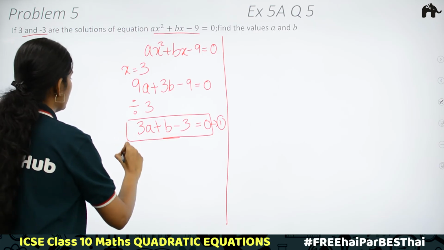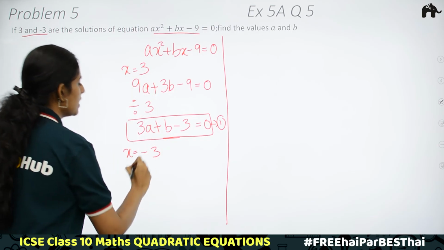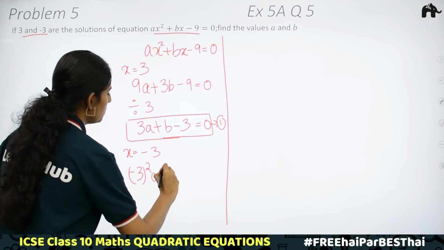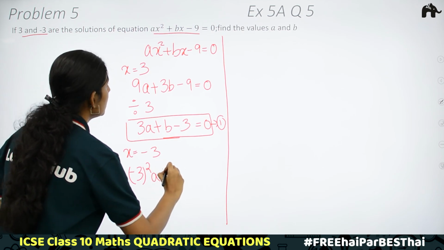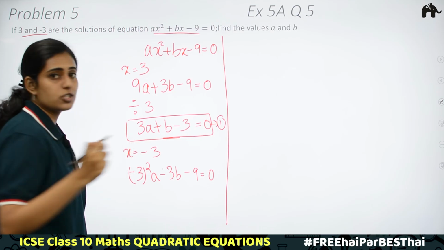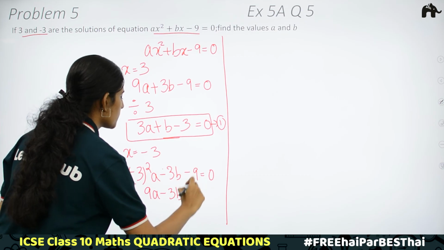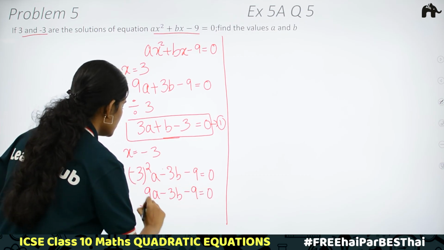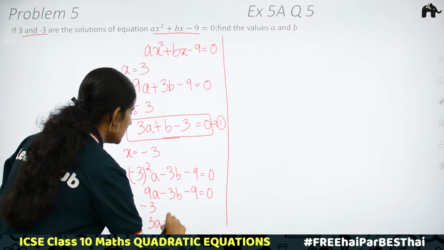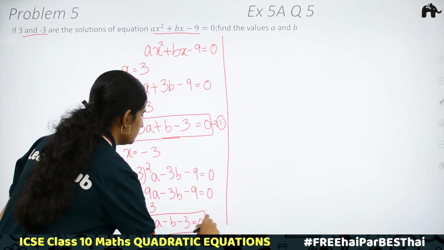Now the second, when x is equal to minus 3. When you put x is equal to minus 3, you get minus 3 square a minus 3b minus 9 is equal to 0. Minus 3 whole square is 9, so 9a minus 3b minus 9 is equal to 0. Same step, dividing throughout with 3, you get 3a minus b minus 3 is equal to 0. This is our second expression.